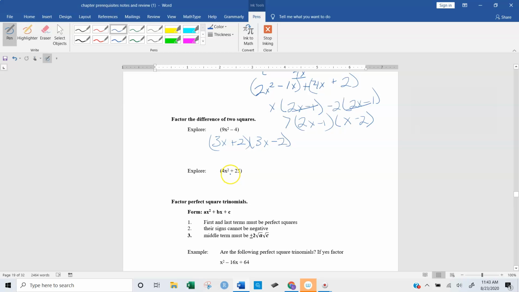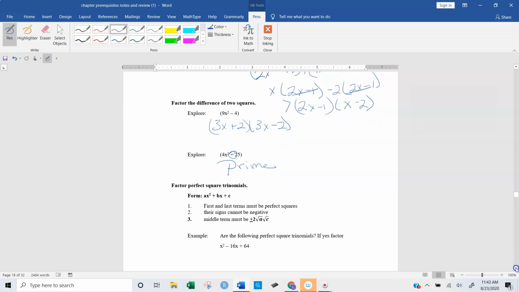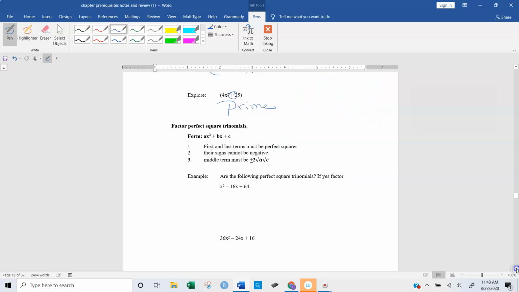I'm hoping right here that you tried to put 2x plus 5 and then checked it. And you should have got that that never works because it's prime, because it's addition. There's no such thing as a sum of squares that can be factored, not yet anyway.